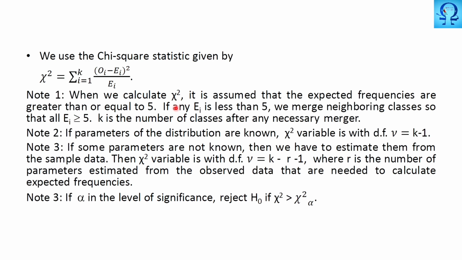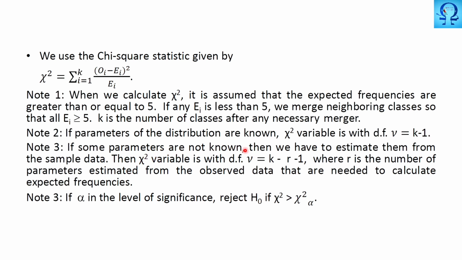When we calculate chi-square, we expect the expected frequencies to be greater than or equal to 5. If it is smaller than 5, we merge it with the neighboring class, so that the expected value is bigger than or equal to 5. And k is the number of classes after any necessary merger. After merging, we count the total number of classes, that one we take as k, and the degrees of freedom would be k minus 1, right?